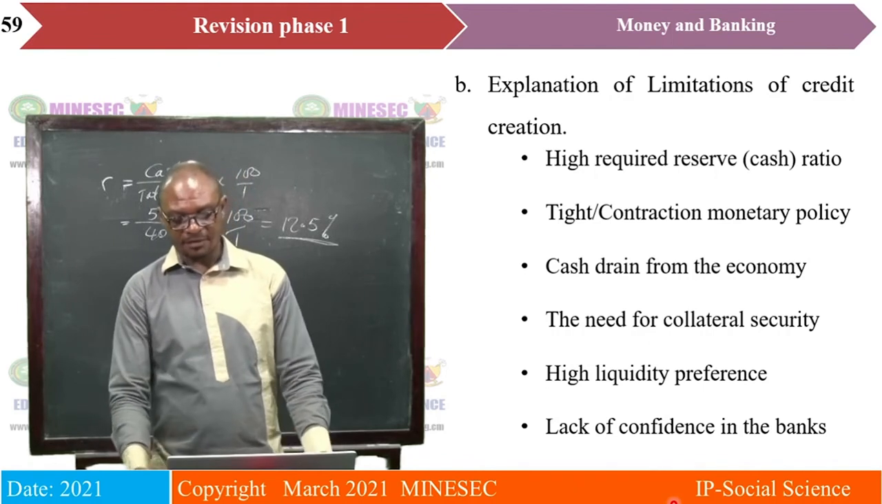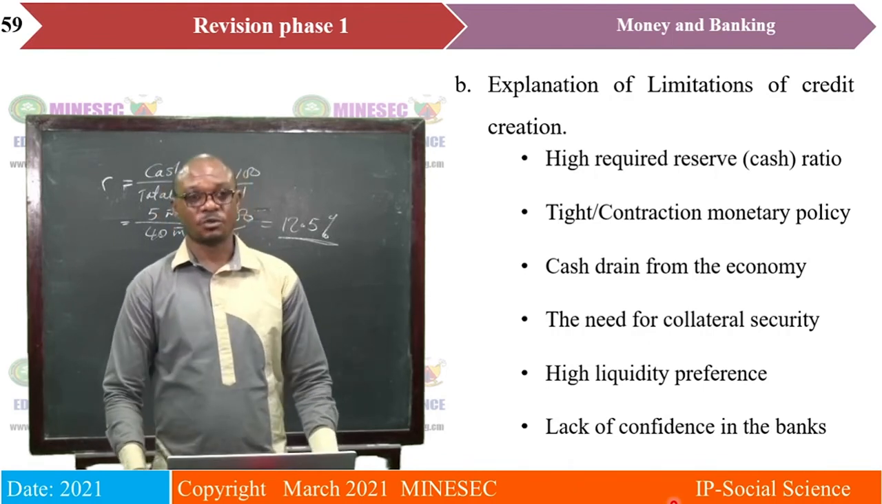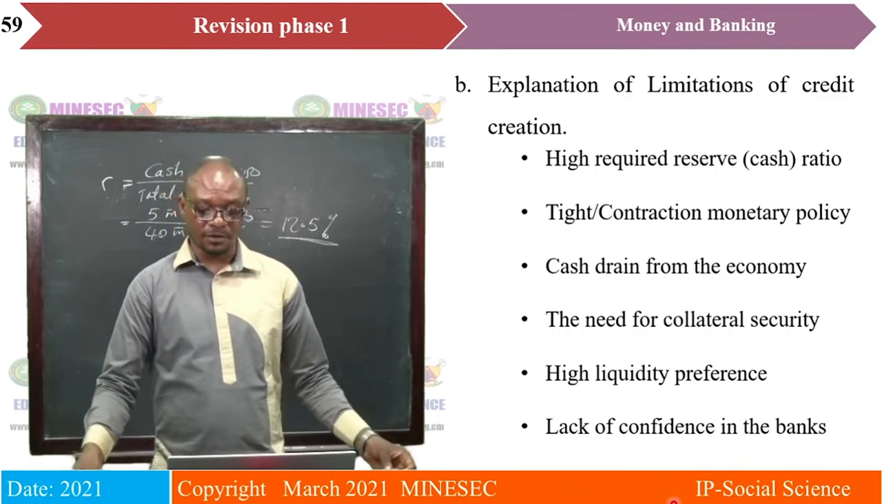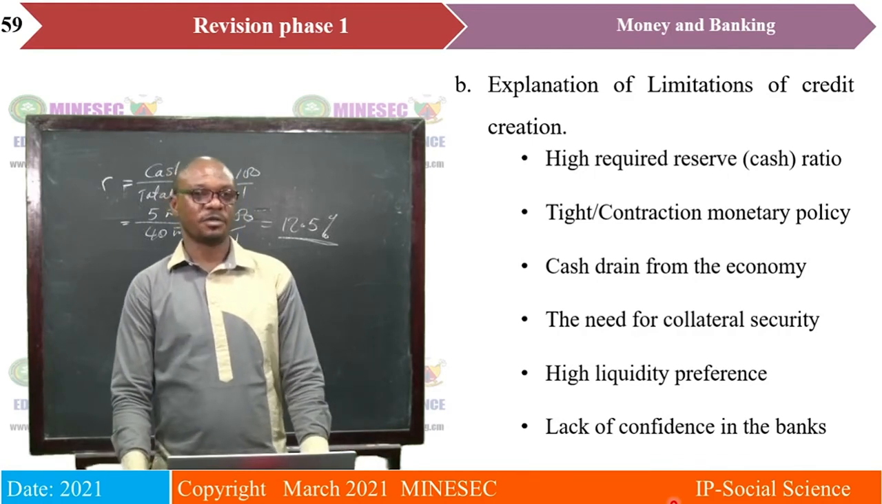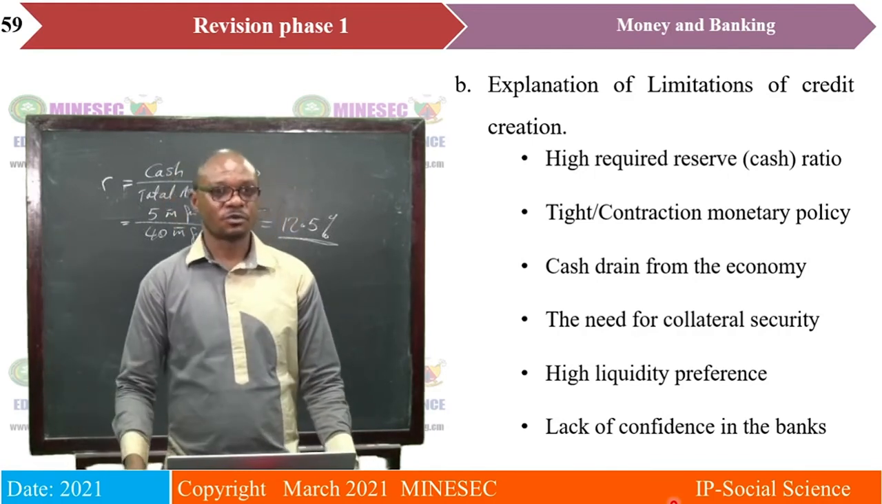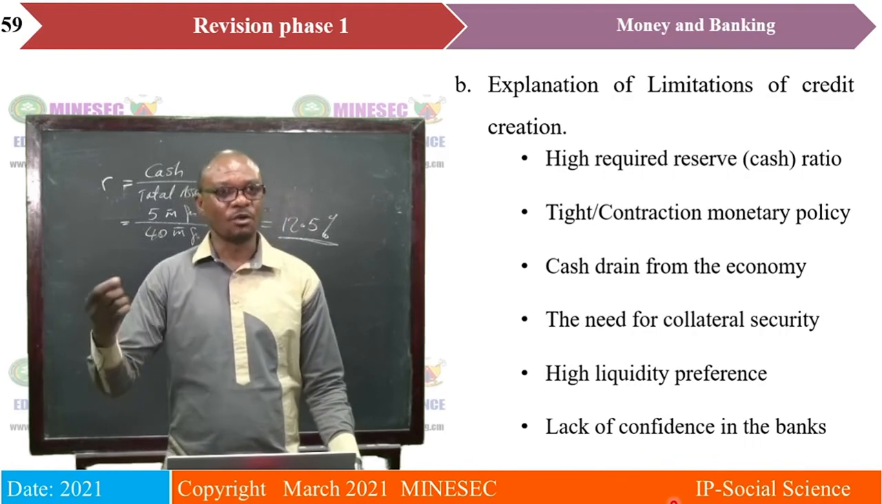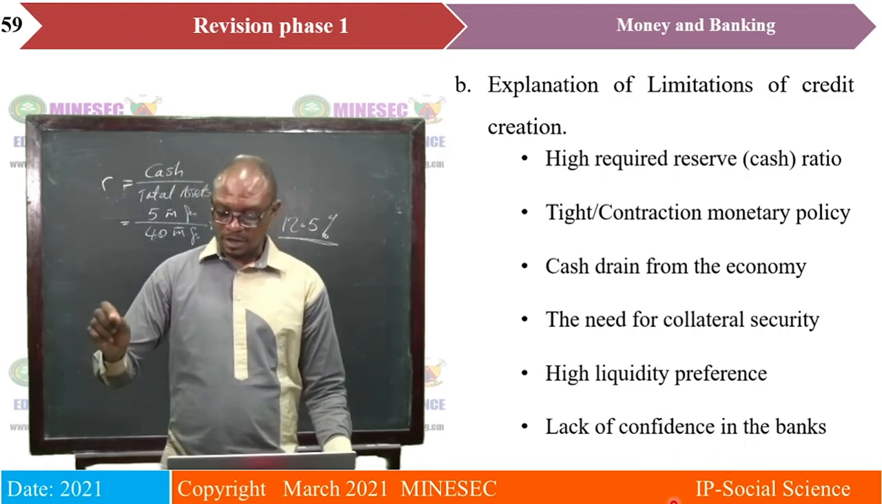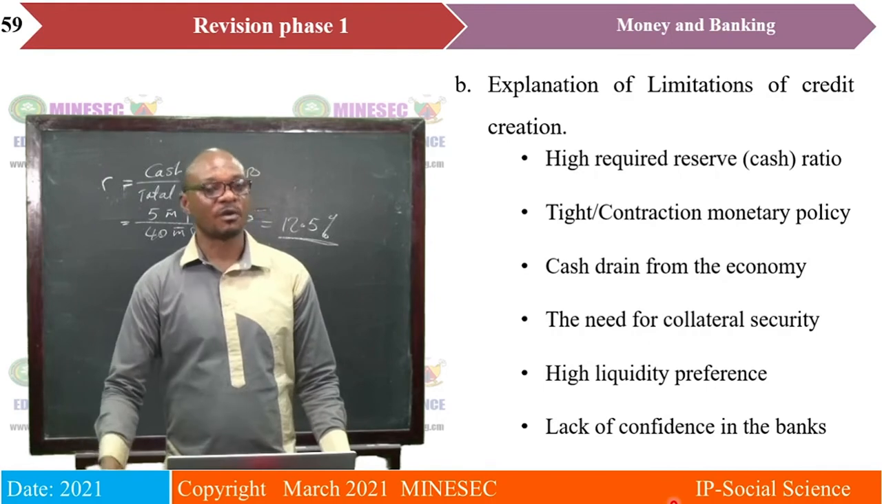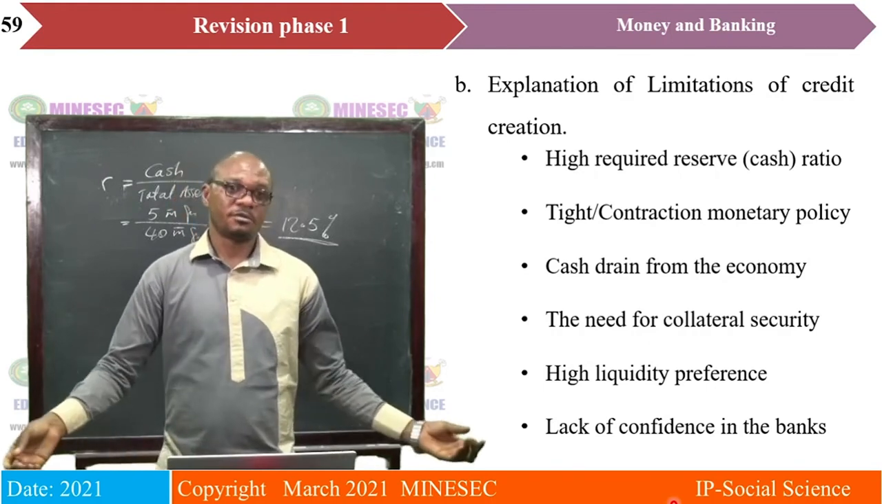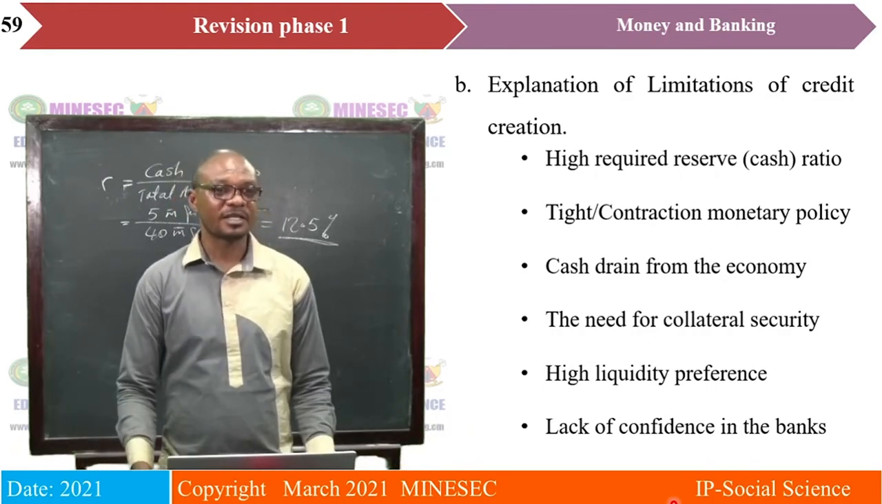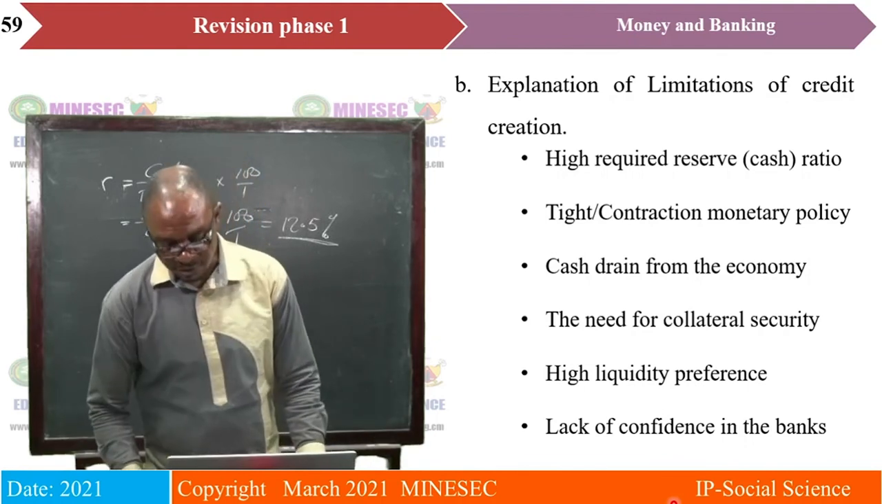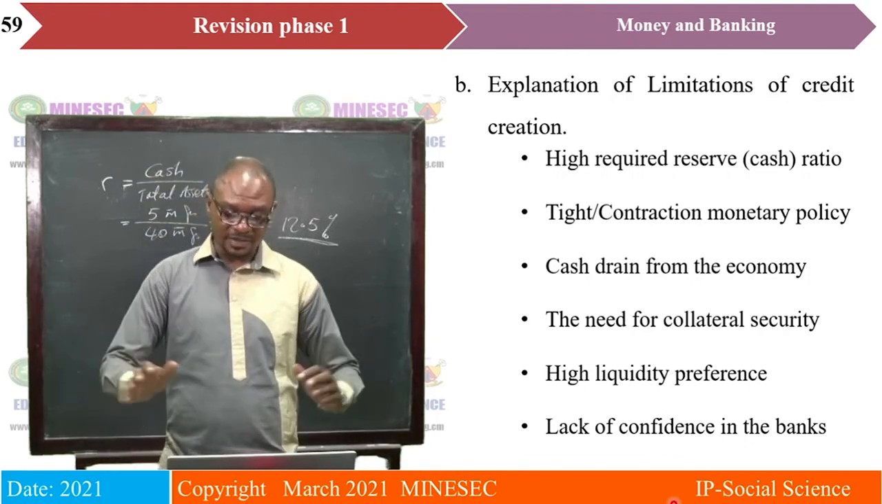And then the need for collateral security is also a significant factor that will reduce or limit credit creation. So banks will not give out loans unless there is a guarantee that the loan will be repaid. And to ensure that loans are repaid, they ask for a collateral. And since most customers may not have collaterals, the ability of banks to give out loans will be limited. So that limits credit creation.